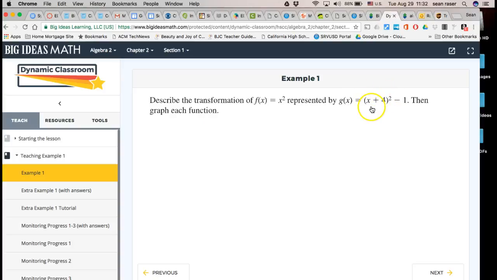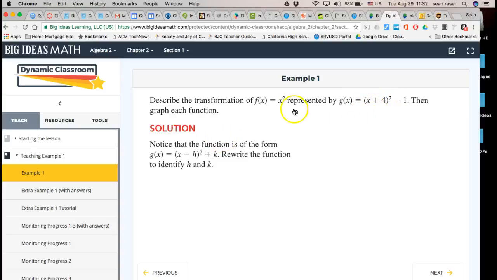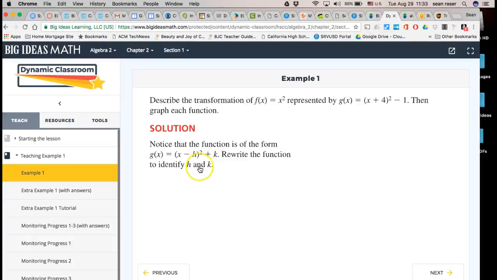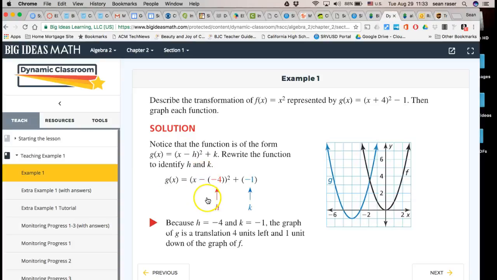So here we go. We need to look at our function, and we notice that it's written in this format, x minus h squared plus k. So we know that we are subtracting or adding something to our input, and then we're subtracting something from our entire function. So let's identify what these shift amounts are. So first thing we need to look at, x plus 4. Well, remember, for horizontal translations, they're in the form x minus h. So we need to put it in that x minus h form so we can see exactly what we're subtracting.